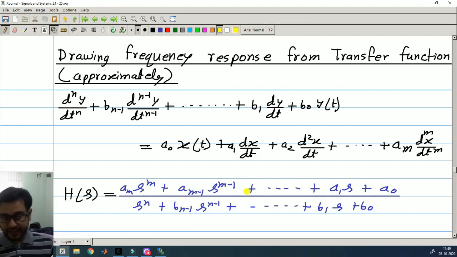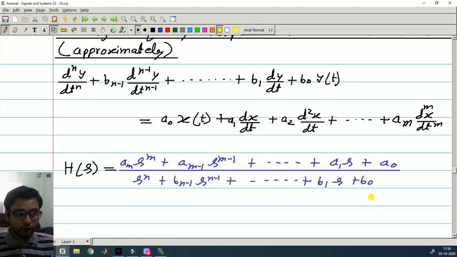polynomials of s. And recall that when the output-input relation of a system can be represented with a differential equation like this, then the transfer function will be of this form. We have seen this yesterday. Now, to get the frequency response from this transfer function, we will do the following.